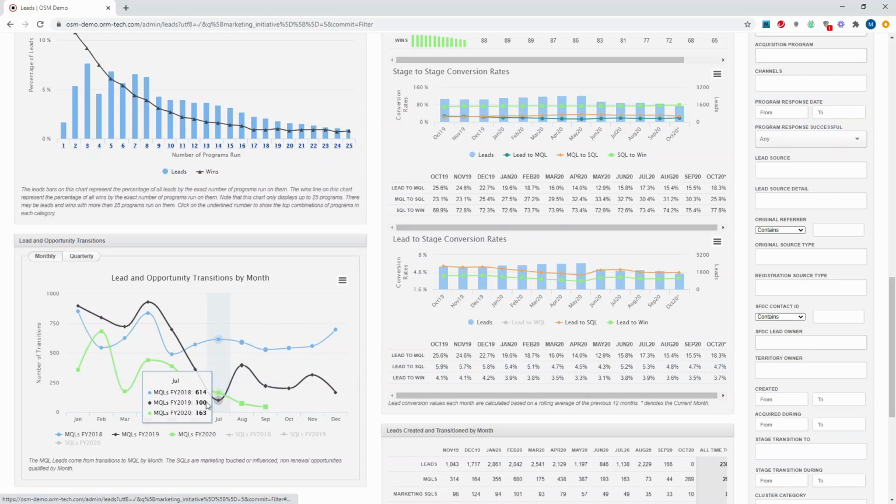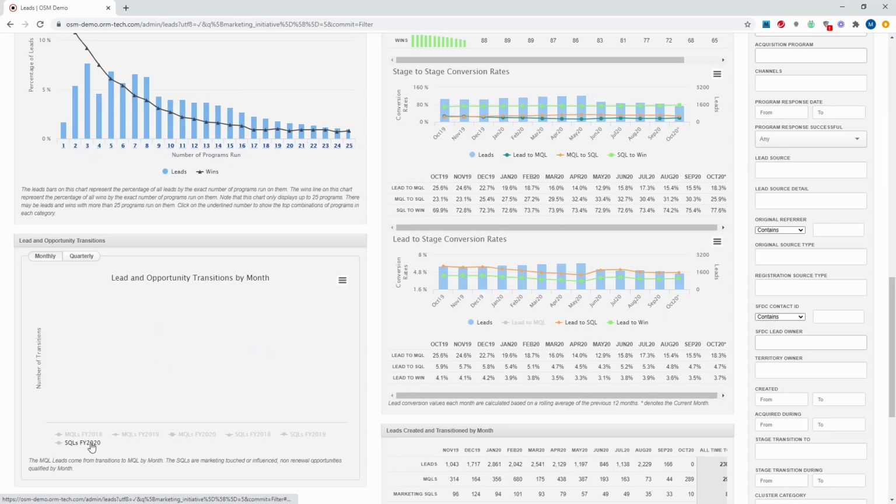I'm also able to look at our performance for MQLs and SQLs throughout years. I can see here that our MQLs for 2020 are quite a bit down. So I can toggle these off because I'm interested to look at 2020 and how that's performing. I can see that's down as well. And now that's making me think about why is that happening? How can I see why these are down? I want to explore these programs in more detail.